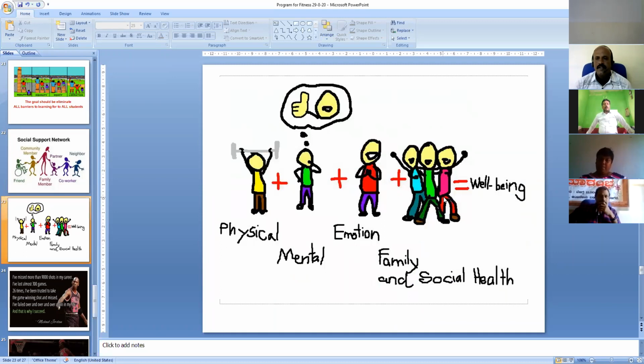For well-being, if you want to be a good person or a good sports person, how is your well-being assessed? Physical qualities, mental qualities, emotional qualities, and family and social health. All these things are involved in your well-being or wellness. Physical qualities alone will not ensure your well-being, or mental qualities alone, or being good with family alone is not enough. All the qualities are required.